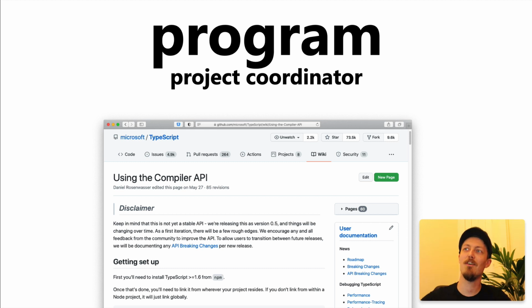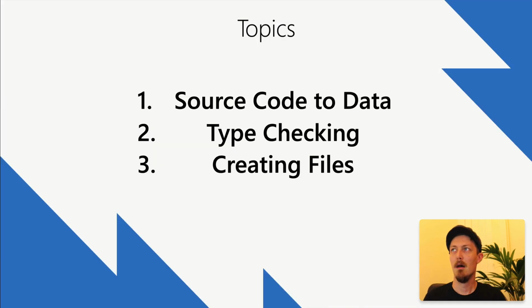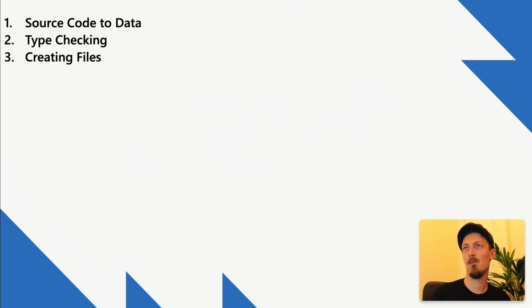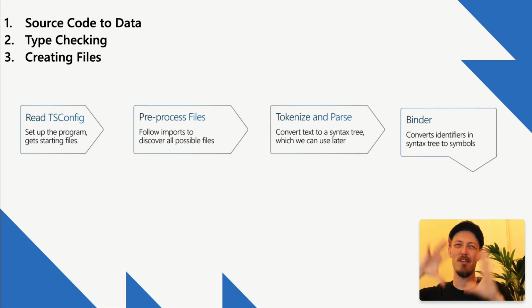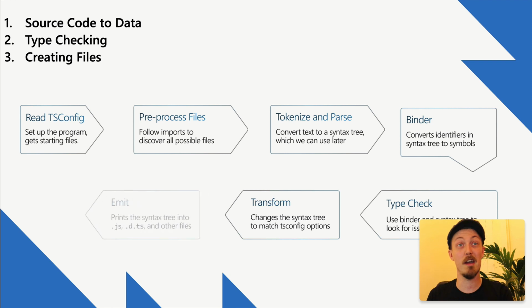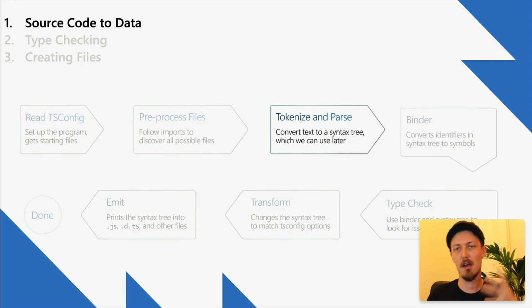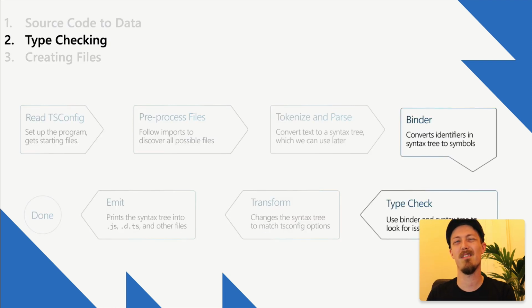To get further docs on the program and more of the internals, and how you can use it as an external user, you can go and read up on how the compiler API works on the TypeScript wiki. I talked about these 3 separate areas, and these are the framing of this talk. We're going to go through source code to data, which represents the tokenizing and parsing section of this diagram. We're then going to talk about type checking, which covers the binding and the type checking phases.